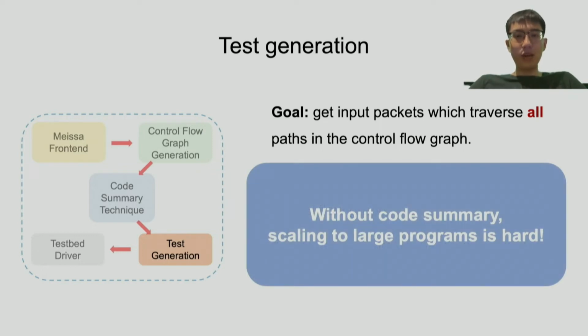DFS and symbolic execution cannot scale to large programs. So we need the code summary technique to simplify the control flow graph before generating test cases.